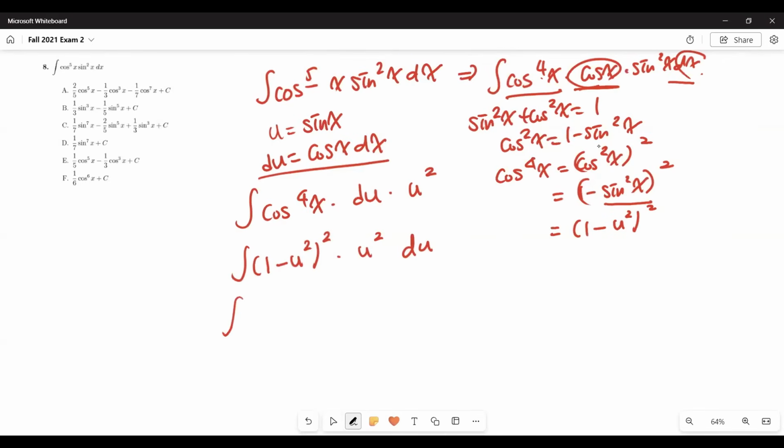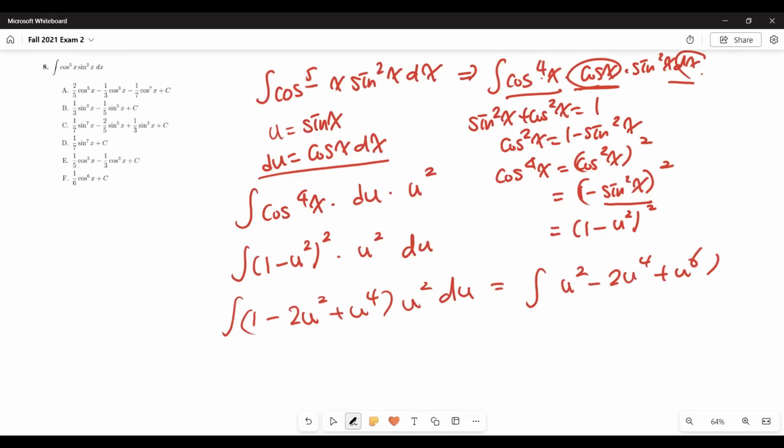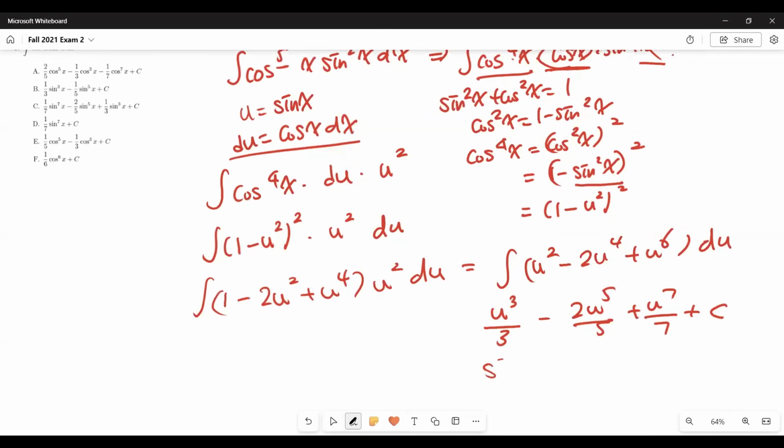Okay, now let's distribute it. Basically, it's going to be 1 minus 2u squared plus u to the fourth power times u squared du. This just becomes u squared minus 2u to the fourth power plus u to the sixth power du. Integrating, u to the third power over 3 minus 2u fifth power over 5 plus u to the seventh power over 7 plus c. Okay, and then since u is sine x, let's plug it back. Sine x to the cube power over 3 minus 2 sine x to the fifth power over 5 plus sine x to the seventh power over 7 plus c.